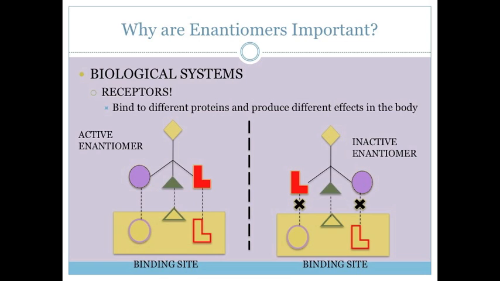The L-shaped atom is trying to line up with the circle receptor. The circle-shaped atom is trying to line up with the L-shaped receptor. Even if you rotate this molecule around, it will never fit into the receptor.